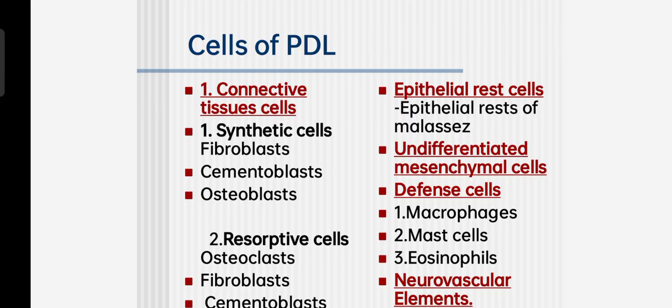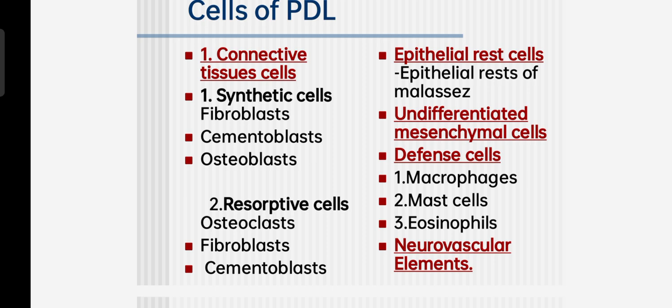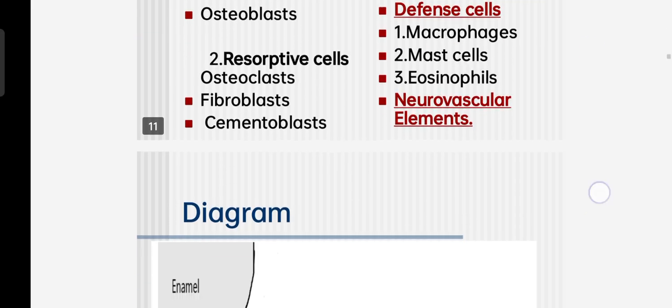So in connective tissue we will be writing in synthetic cell fibroblast, as well as in resorptive cell we will be writing fibroblast. So first synthetic cell fibroblast, on the cementum side cementoblast, on the bone side osteoblast, and then resorptive cell again fibroblast, and then osteoclast, and then cementoclast. Epithelial rest cells of Malassez, undifferentiated mesenchymal cell, defense cells: macrophages, mast cell, eosinophil, and neurovascular element.